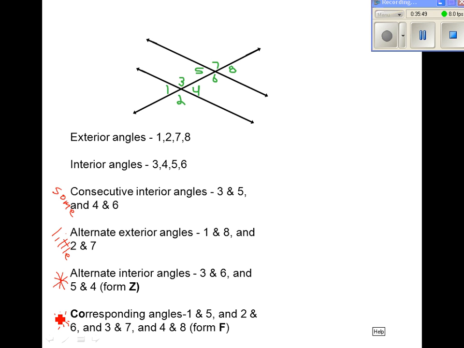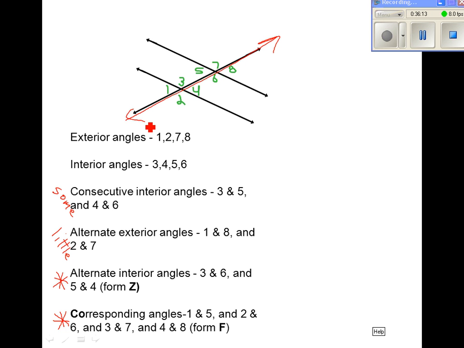Consecutive interior angles. 3, 4, 5, and 6 are interior angles. Consecutive interior angles are ones on the same side of the transversal. So they're on the same side. There's nothing in between them. All right? Those are consecutive interior angles.